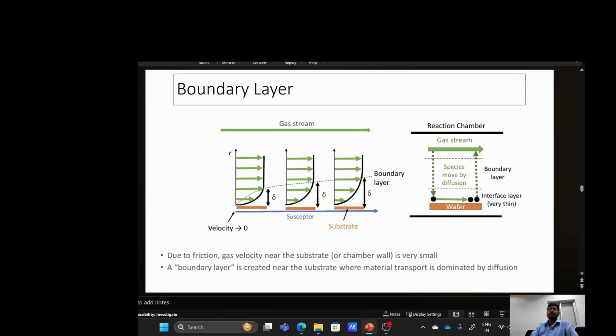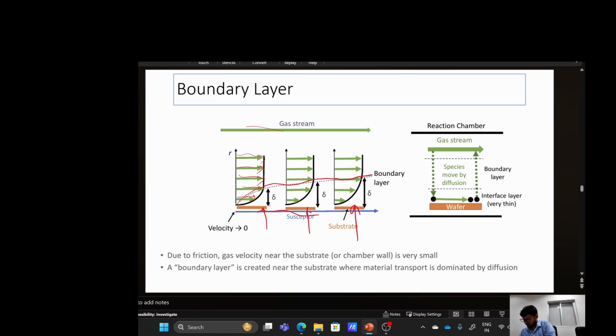Okay, when there is a laminar flow of the gas, this is the velocity profile of the gas, of the precursor. This is the substrate. This is the susceptor over which our substrate or wafer is kept. This is the velocity profile, and there is a boundary, there is a layer which is stagnant.